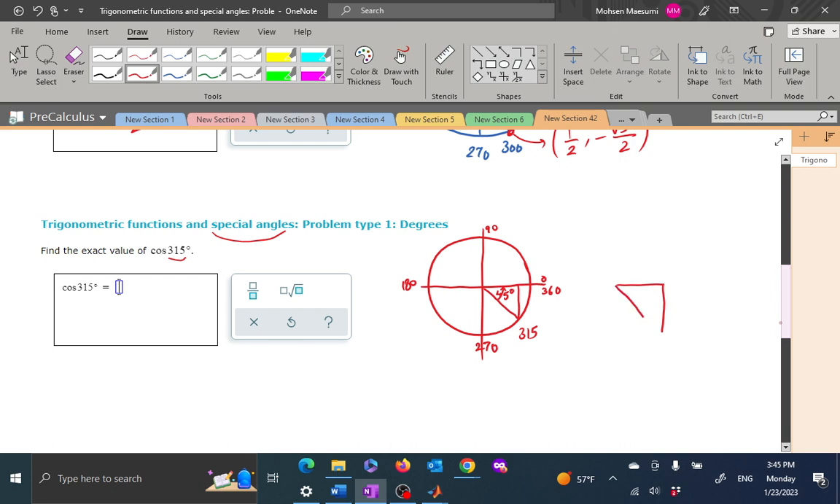45-degree triangle here. So that is going to be radical 2 over 2. That's my x. Y, we understand we are below the x-axis, is minus radical 2 over 2. This is the x and this is the y. The coordinate of this point is radical 2 over 2, minus radical 2 over 2. What is cosine? Cosine is just the x of this point. So the answer is going to be radical 2 over 2.